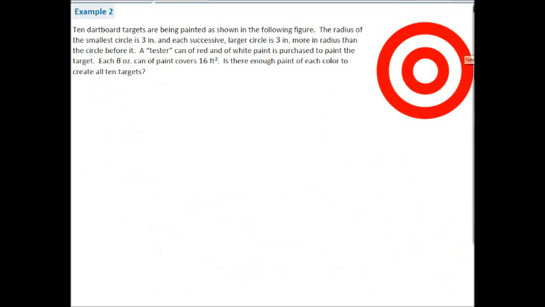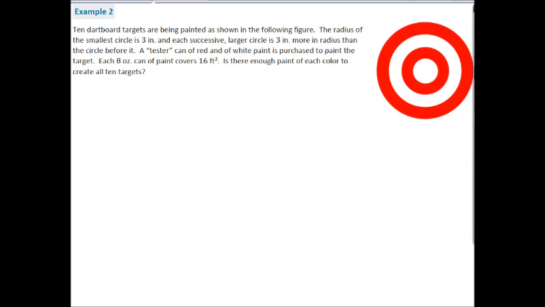Take a look at example 2. Example 2 says 10 dartboard targets are being painted as shown in the following picture. The radius of the smallest circle is 3 inches, and each successive larger circle is 3 inches more in radius than the circle before it.